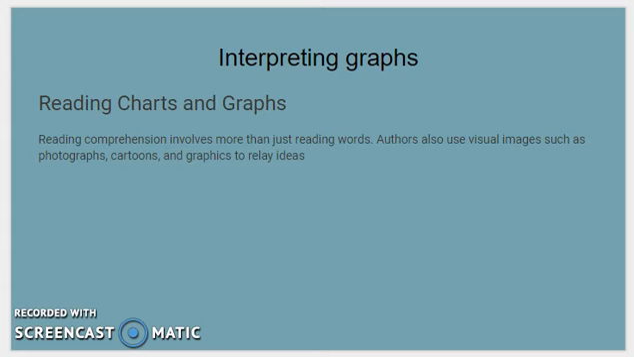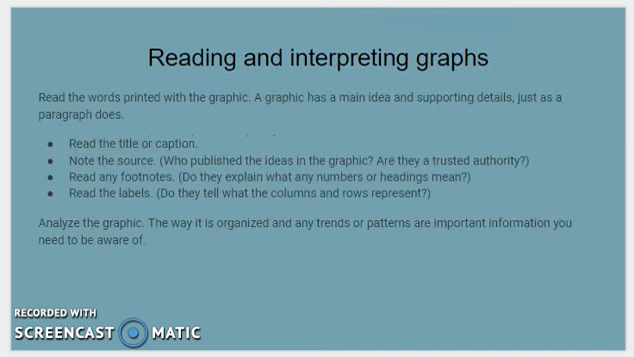Reading comprehension involves more than just reading words. Authors use visual images to relay ideas. Read the words printed with the graphic, and a graphic has a main idea supporting details, just as a paragraph does. So you analyze the graphic, the way it's organized, and any trends or patterns that are important information that you would need to be aware of.